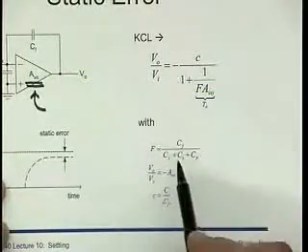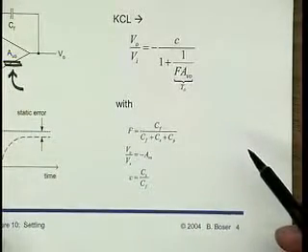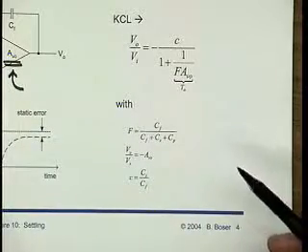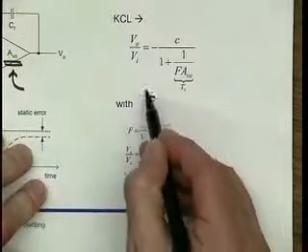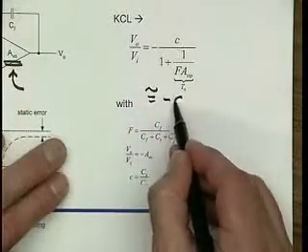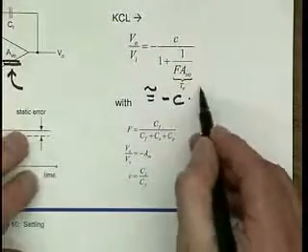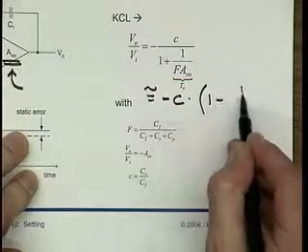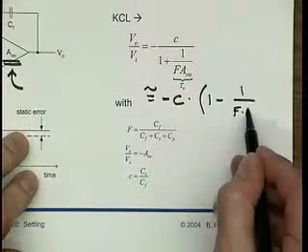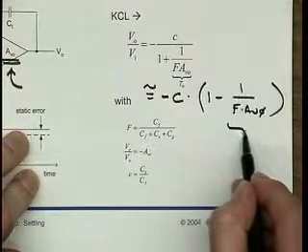Anyways, based on this, we can rewrite this equation using a first order Taylor series approximation. We have minus C, that's the ratio of the capacitance, times the ideal closed loop gain, times 1 minus 1 over F times AV0. Okay? And this is now the fractional error.